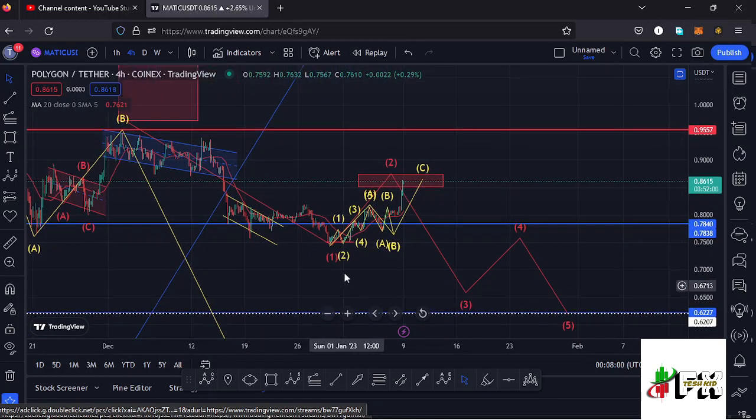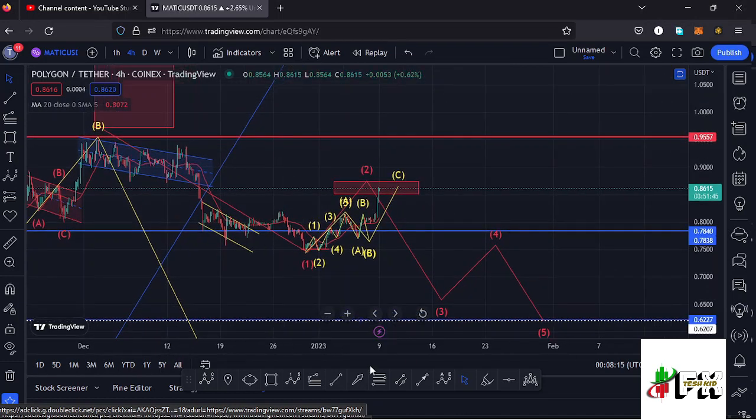And in the formation of that wave 1, we made our low at around the $0.74 mark, and we started a very nice bounce to the upside in what I'm terming as a higher Elliott wave count 2, which is the move that we expect next after seeing the formation of a wave 1 to the lower side.